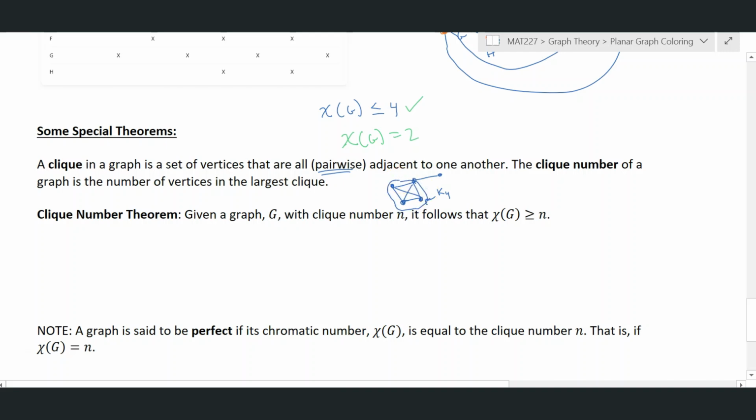within the bigger graph. Now, here's the clique number theorem. It says, given a graph G with clique number n, it follows that the chromatic number is greater than or equal to n.